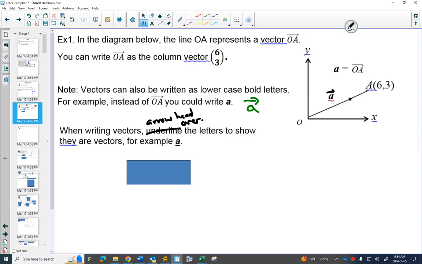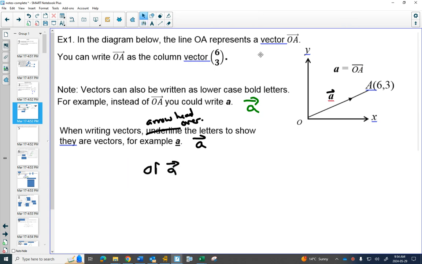Even though this is allowed, we're going to do that because it's easier and nicer. There it is. Or you can have the full arrowhead if that bothers you, the half arrowhead.